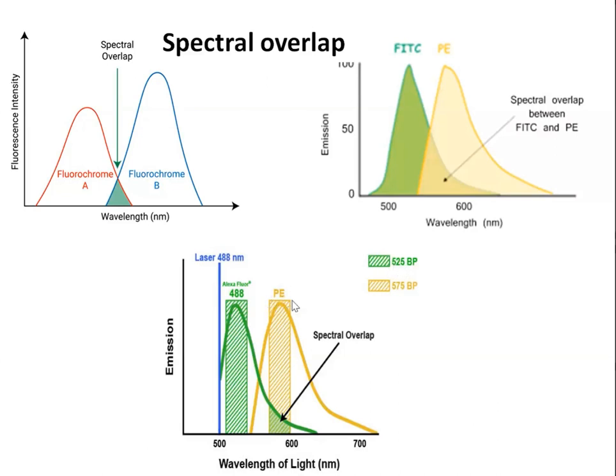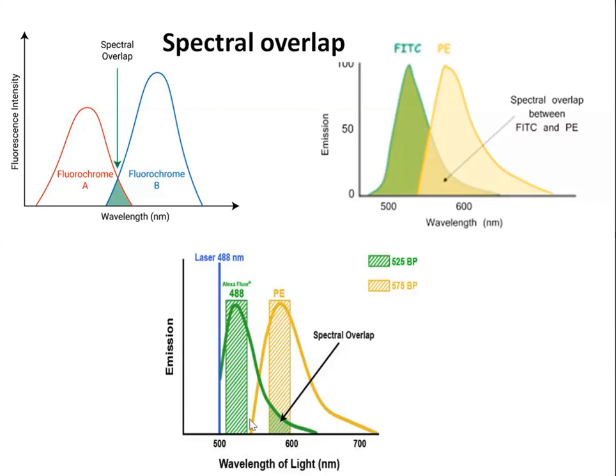Similarly, to take the PE light, there is the PE detector, which is the FL2 detector. It has a band pass filter of 575, plus or minus 25, so it will be around 550 to 600. So every specific fluorochrome will have a specific detector with band pass filter optics, which will filter the light before hitting the detector.